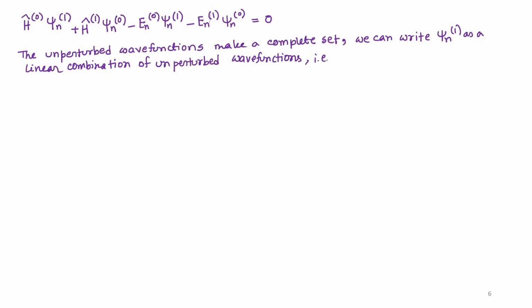How? That is here. The sum over m can go from 0 to infinity, C_m, the coefficient of this, and psi_m, obviously the unperturbed wave function, so 0. But you also need to write, as we are writing this for the nth wave function, the first order correction, we are looking at the first order correction to the nth wave function, so we need to mention it here also, C_m^(n).